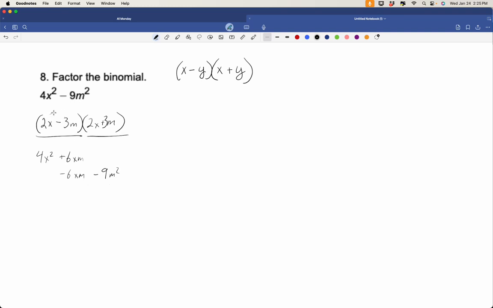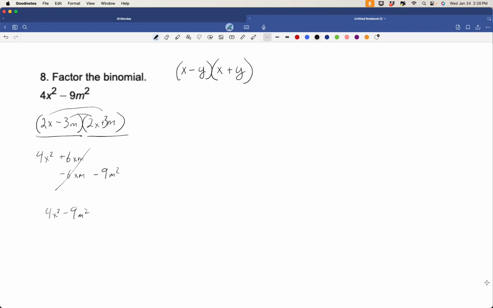These terms here and here will always cancel each other out. So all you're left with is the first times the first, and the last times the last. So 4x squared minus 9m squared. But that's what you're doing. Unsquare the first term, minus unsquare of the second term, and then repeat that with a positive sign in between. And that's it. You do that for every single one of those binomials that you need to factor. If it has the minus sign in it, it's telling you it's a perfect square.